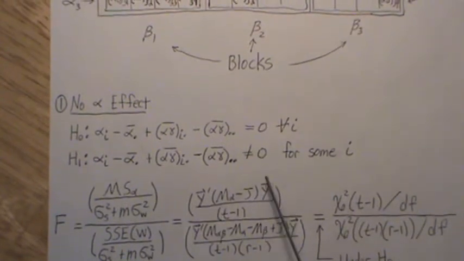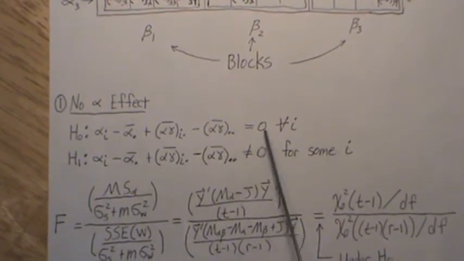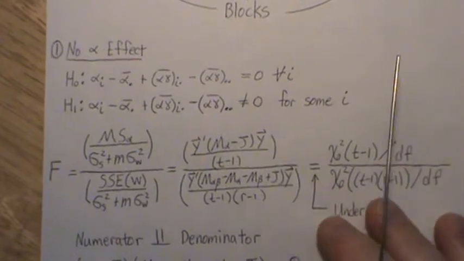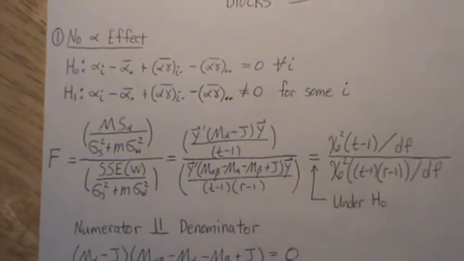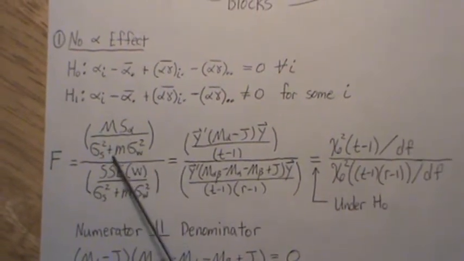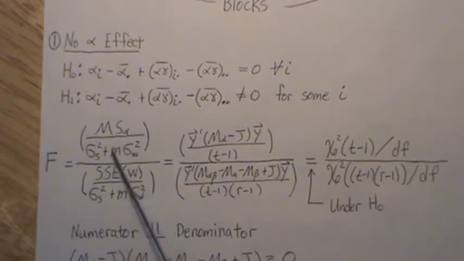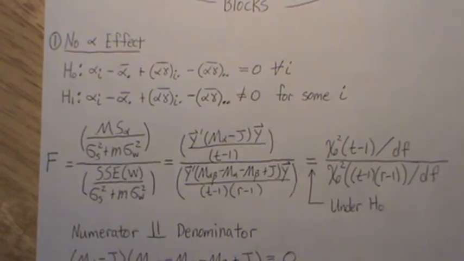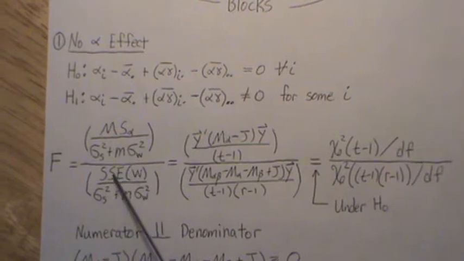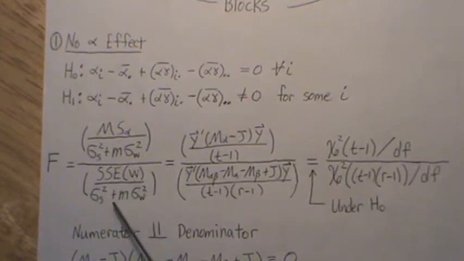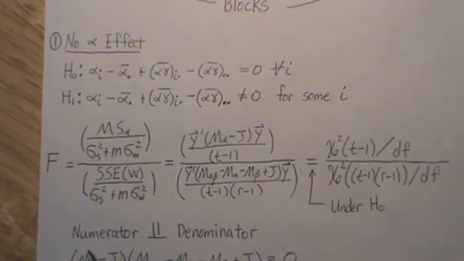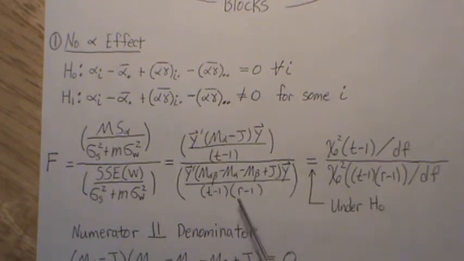And this is for some i. This has to hold for all i. So now we look at the F test statistic. The mean squared error divided by this constant, we showed, was a chi-square distribution. And the same way, the sum of squares error for the whole plot divided by this same constant is also a chi-squared. And it's nice that those constants cancel and we're left with the mean square for alpha and the sum of squared error for whole plot.